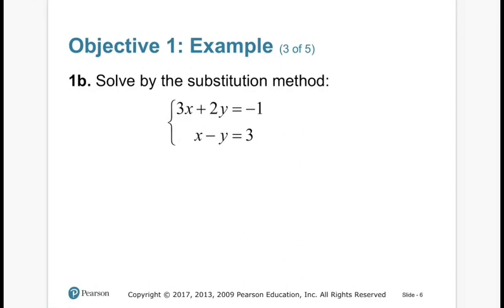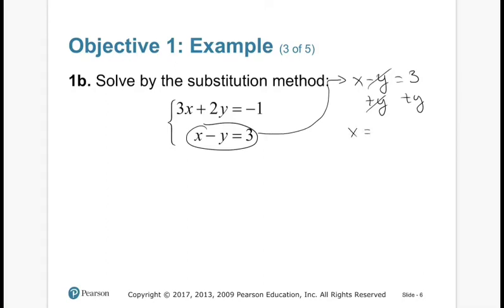Okay, so let's do this again. Which one do you think would be the easiest one to work with? To me, the easiest one to work with is x minus y. So let's start with that. So I have x minus y is equal to 3. Plus y to both sides, so I have x is equal to 3 plus y. Minus 3 to both sides, so I have that y is equal to x minus 3.